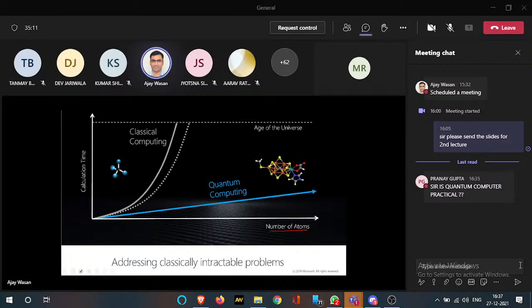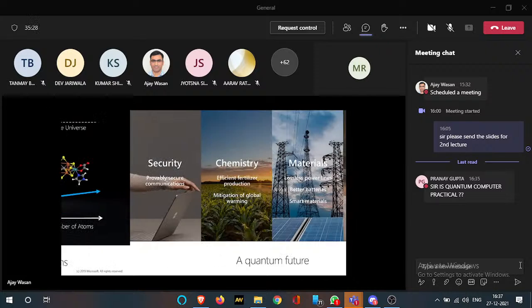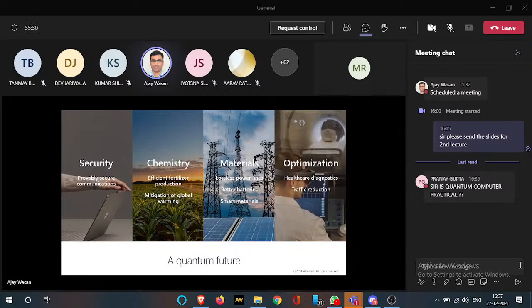Anything that comes into the market, we always check whether it is good or not. If it's good, then how much, what can be done. All these things already happened from 1990 to 2000. After that, people started working on it. So applications: security, chemistry, materials, optimization, and all these things. Quantum is the future.